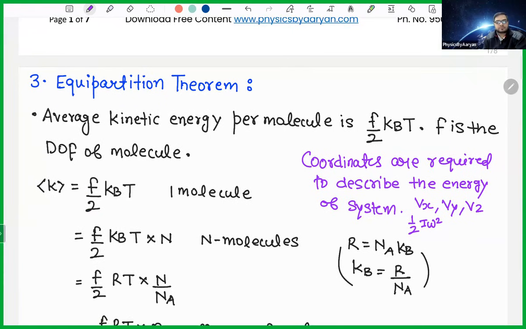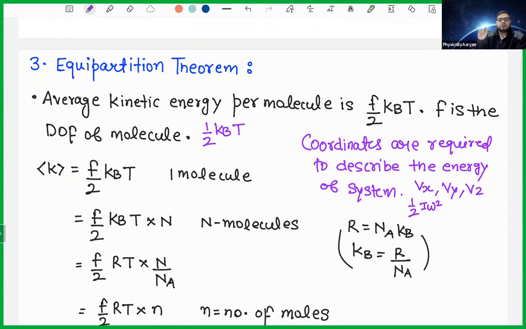This is the equipartition theorem. The word equipartition means equally partitioned: every degree of freedom gets the same energy, which is half kBT. If I am translating, my kinetic energy is half kBT. If I start rotating, because of the rotation also my kinetic energy will be half kBT. So every degree of freedom gets equal energy, half kBT. That is why it is known as the equipartition theorem.